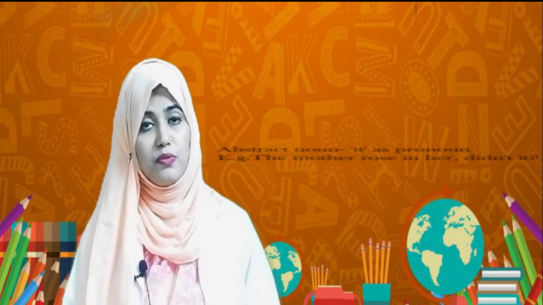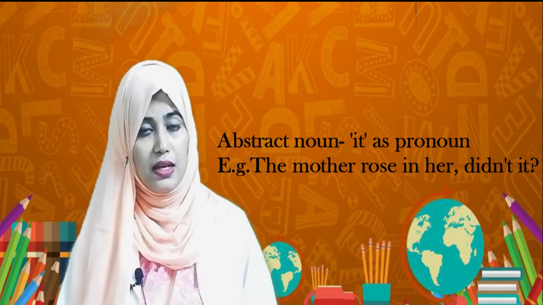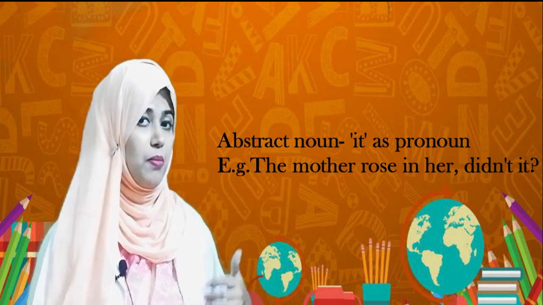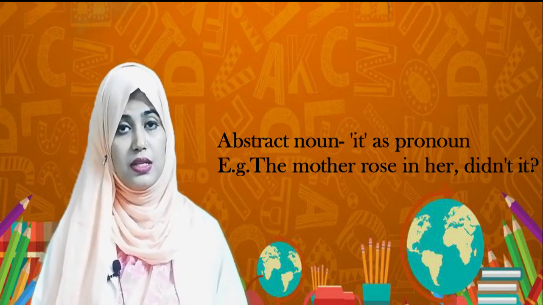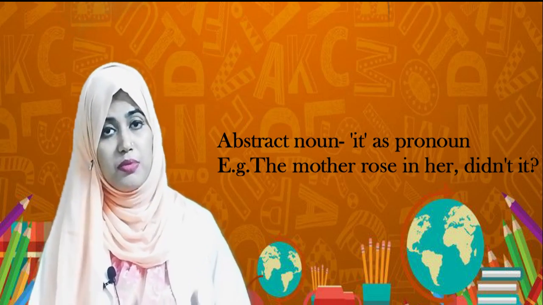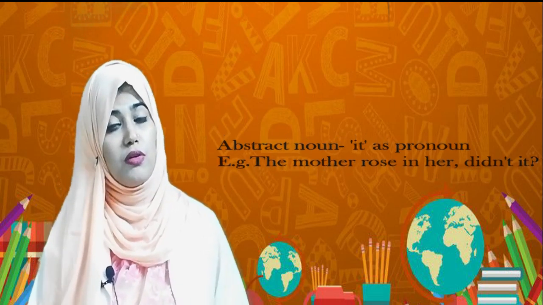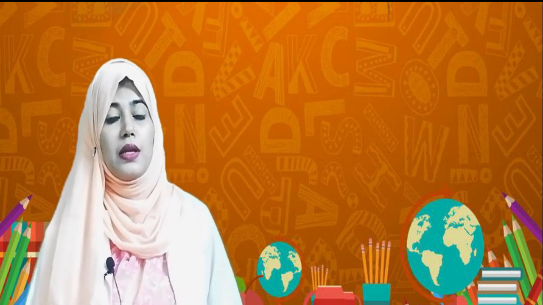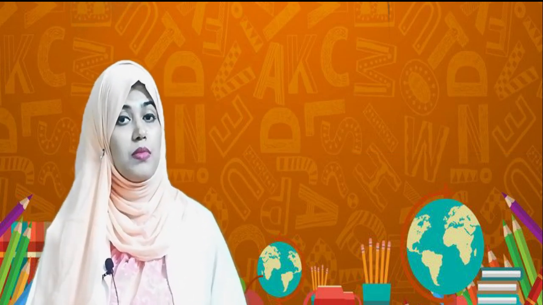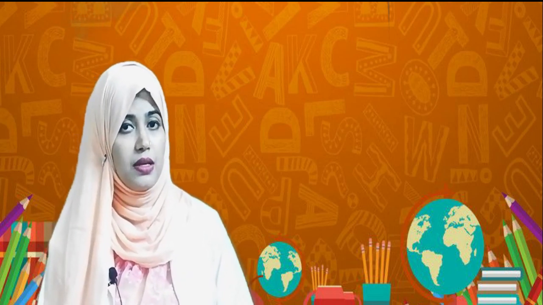Then in case of abstract noun, we have to use it as pronoun or the subject of the tag. For example, the mother rose in her. Here the mother is the feeling, that is an abstract idea or abstract noun. So we have to use it as the pronoun or the subject of the tag. That is, didn't it?